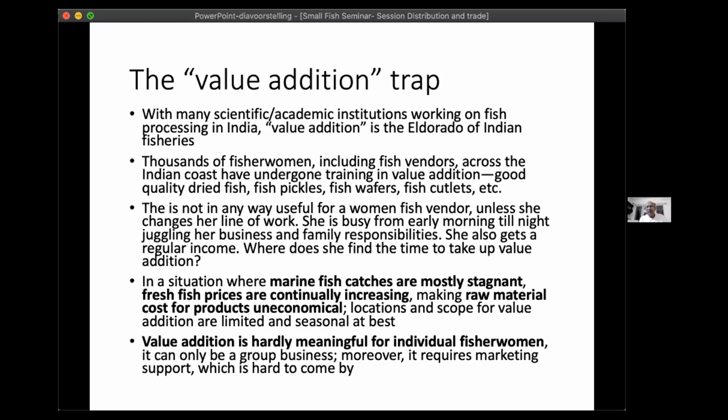And also, you make a product and you can't just sell it as an individual fisherman. You need group activity, group organization, marketing linkages and so on. These things never happen. Next.